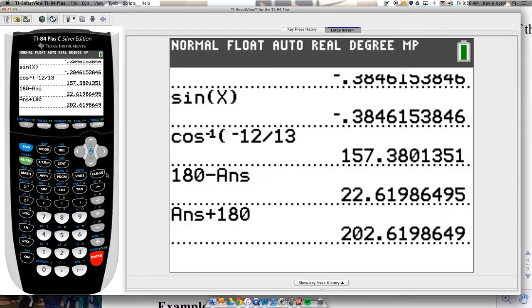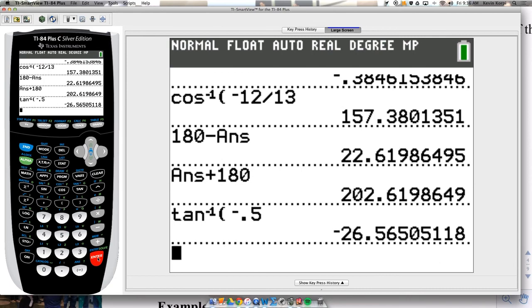All right, so let's go ahead and type it in. The inverse tangent, second tangent of -0.5, same as -1/2. -26.565. Is that the angle we want? That's in quadrant 4. We want our angle in quadrant 4. Is that the answer?